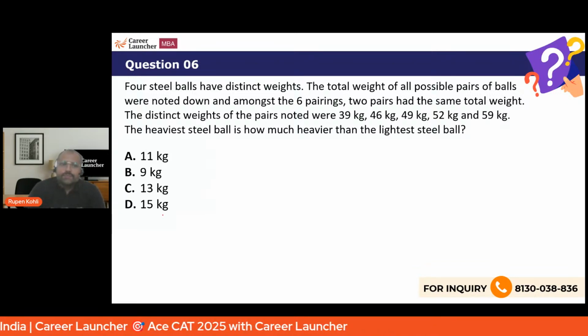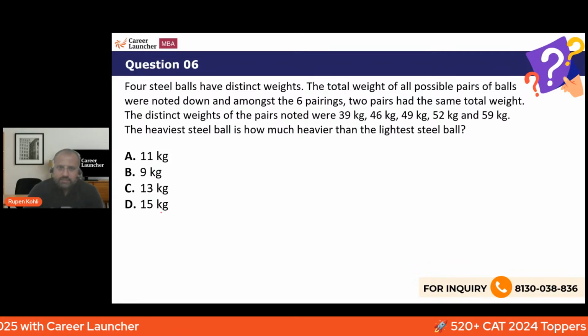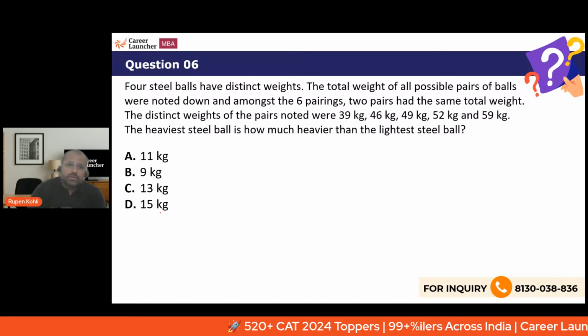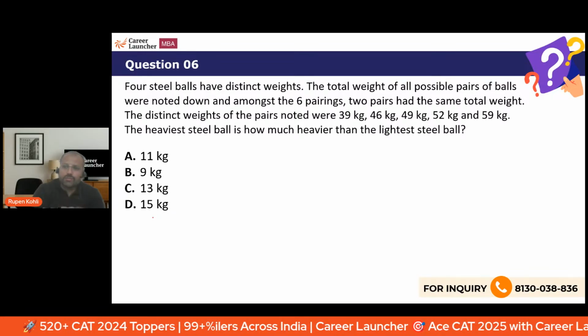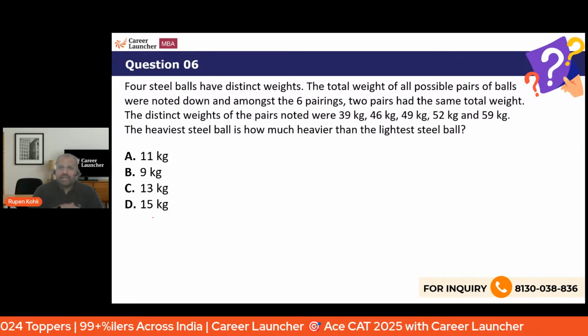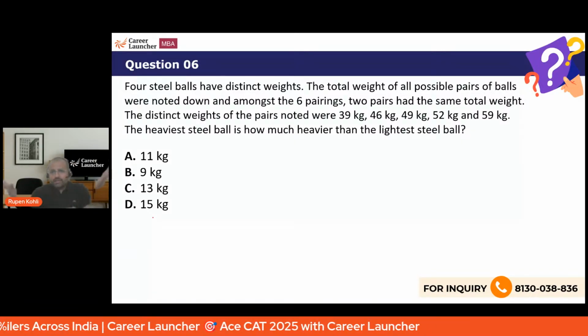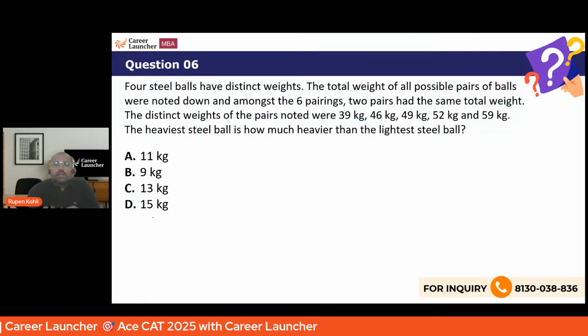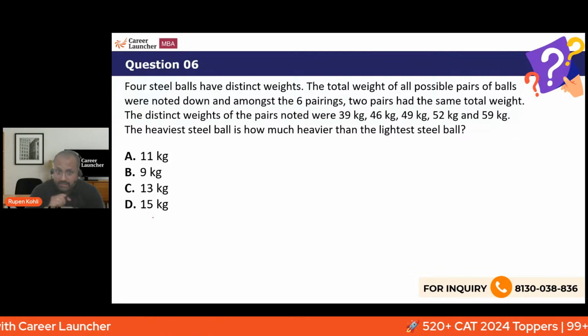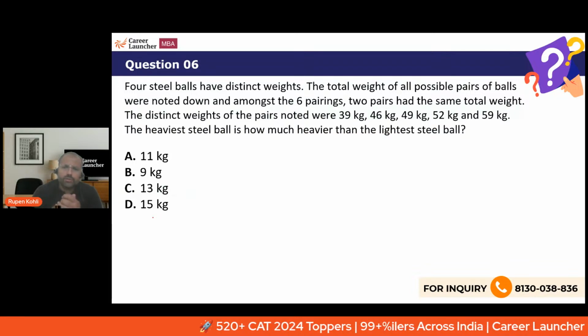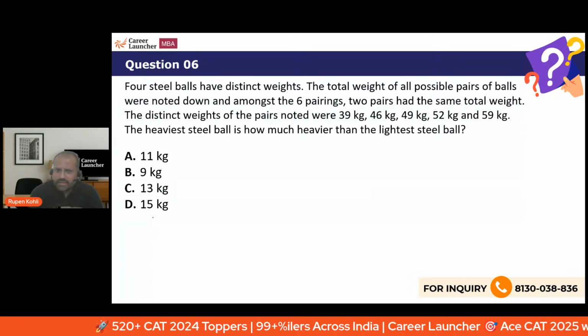Let's see this one. It says that four steel balls have distinct weights. The total weight of all possible pairs of balls were noted down. It means that we did not weigh the balls one at a time, but rather we paired the balls and noted the total weight. And amongst the six pairings, so he's telling you there must be six pairings. So yes, indeed, if we have four balls, we can take six different pairings, right?